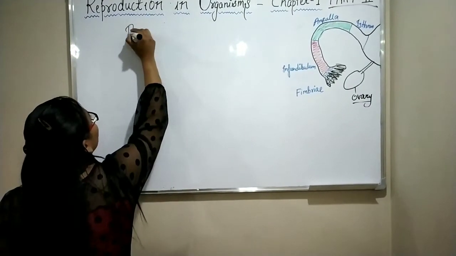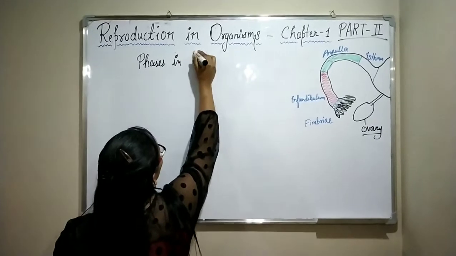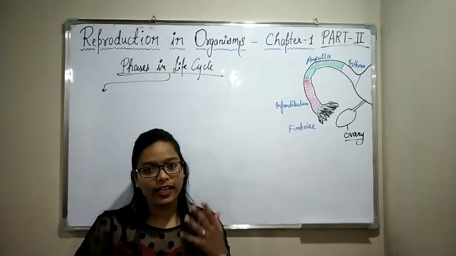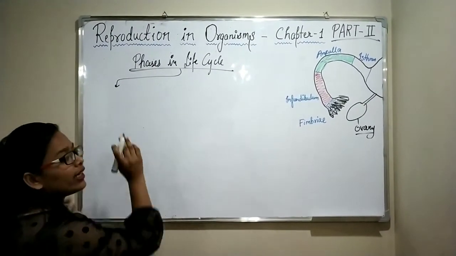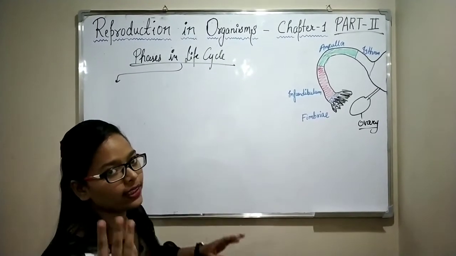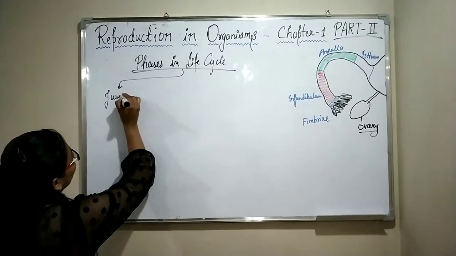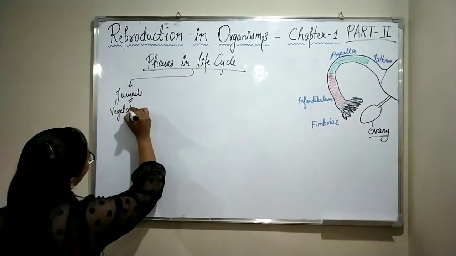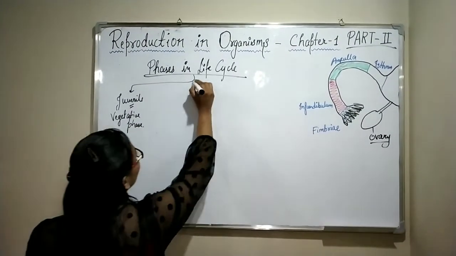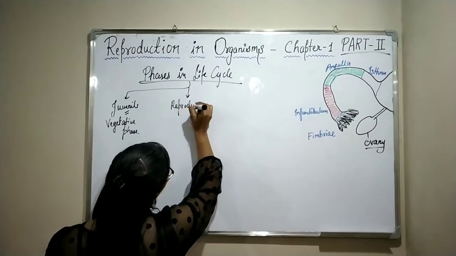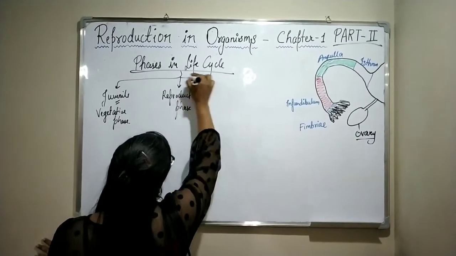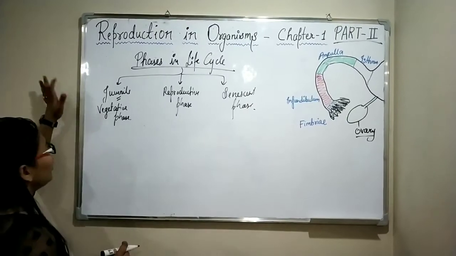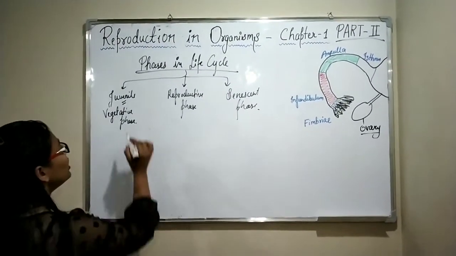Now the phases in the life cycle. In the first part, as I told, there are 5 phases: birth, juvenile, reproductive, senescent, and death. Here we will discuss 3 in detail. So, juvenile phase, which is also known as vegetative phase, reproductive phase, and the last is senescent phase. Before the juvenile phase there was birth. So after birth there will be juvenile phase.